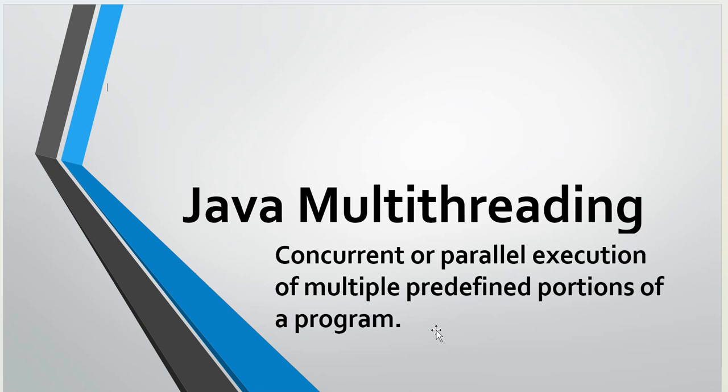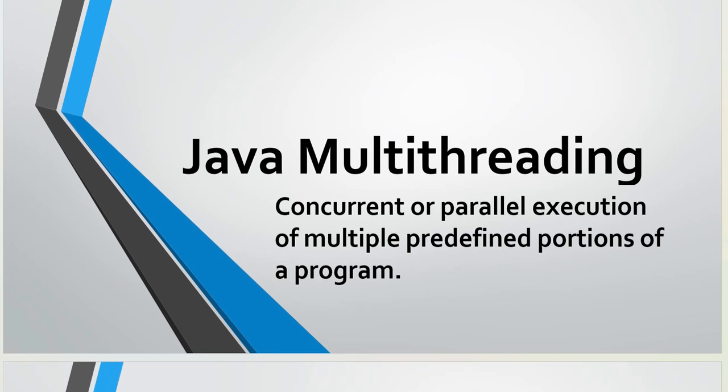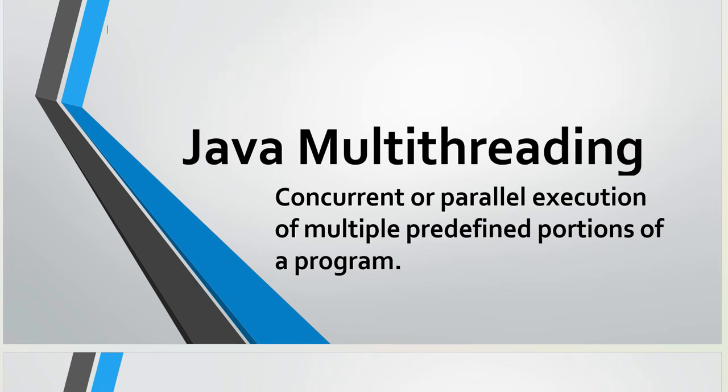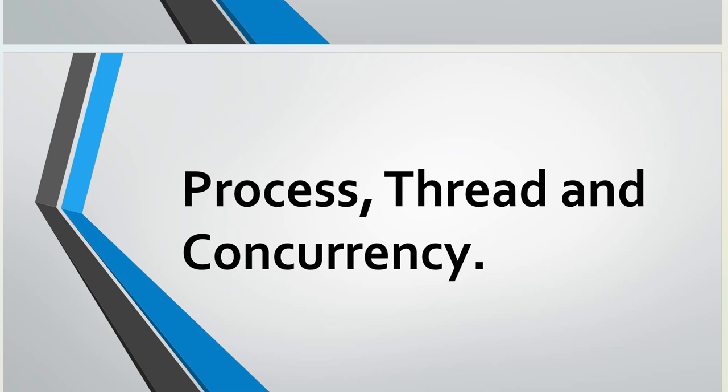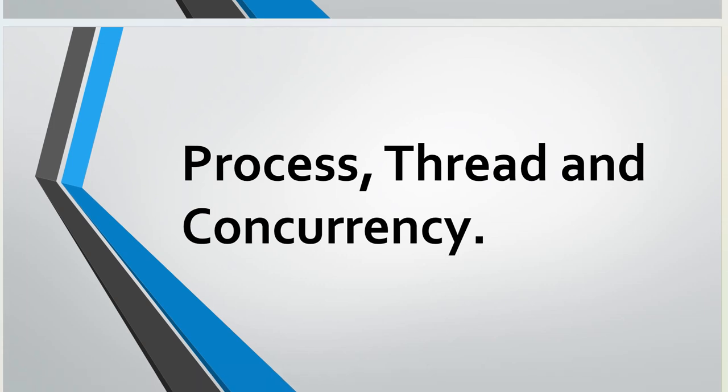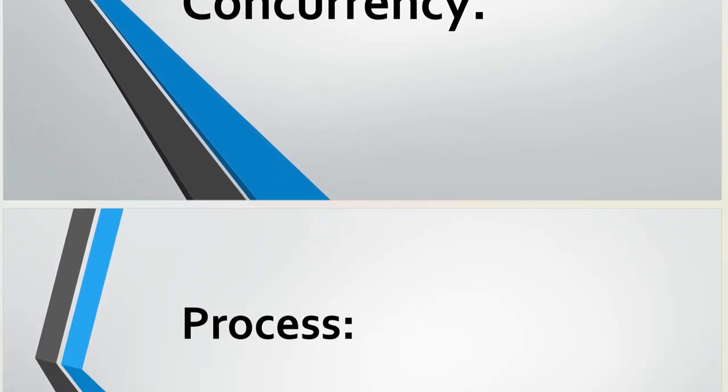So multiple tasks will be executed simultaneously, so that the time taken by the whole program will be faster, because multiple parts will be executed parallelly, so the same task will take less time. A few things we have to know: what is a process, what is a thread, and what is concurrency. So let's see one by one.